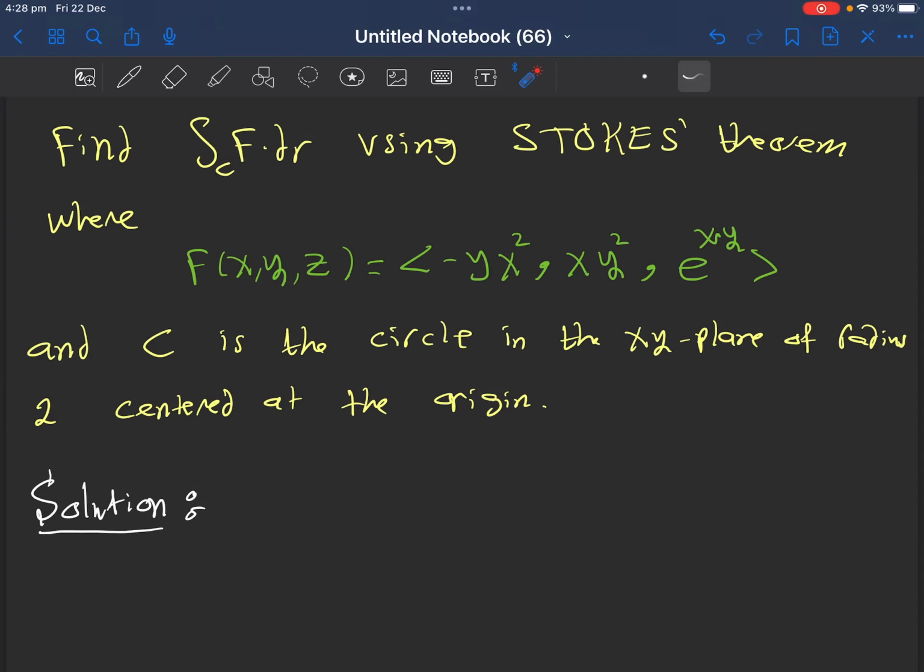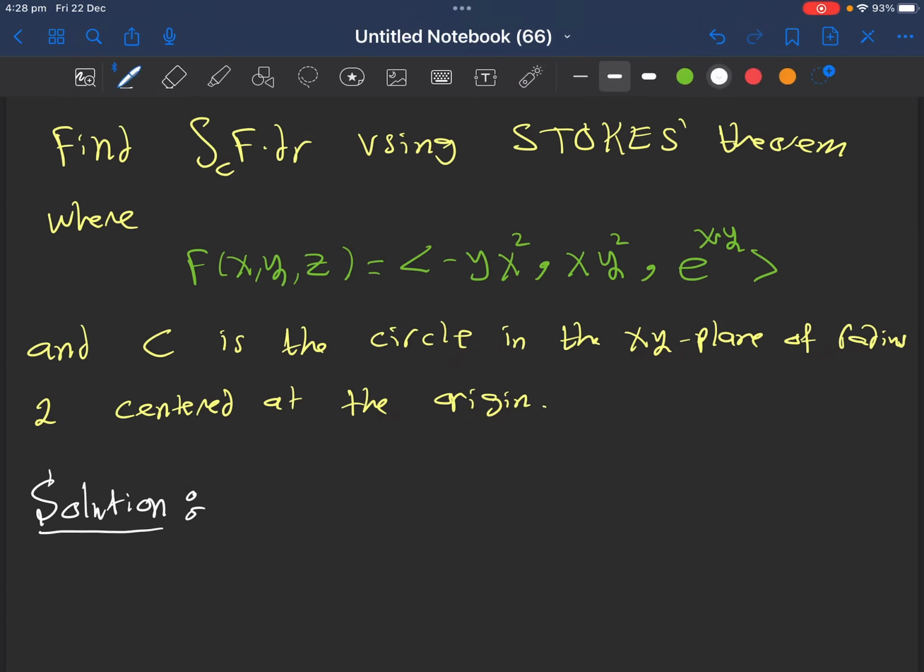So in this example, we need to find the line integral F dot dr using Stokes theorem. So we have to invoke Stokes theorem. We shouldn't solve this one directly. Of course, sometimes we can solve this one directly, but in this exercise, we need to use the Stokes theorem. I have the vector field F, and I have the boundary curve, which is C, the curve that is a circle in the xy plane of radius 2, centered at the origin.